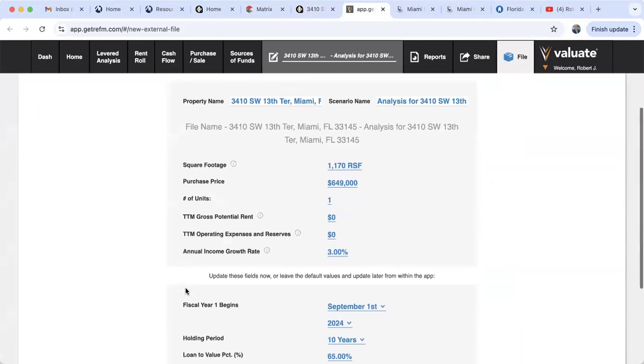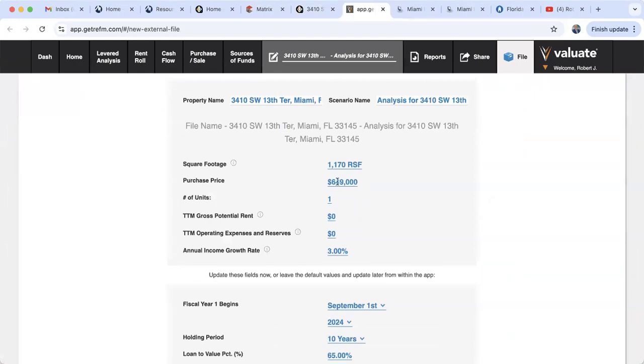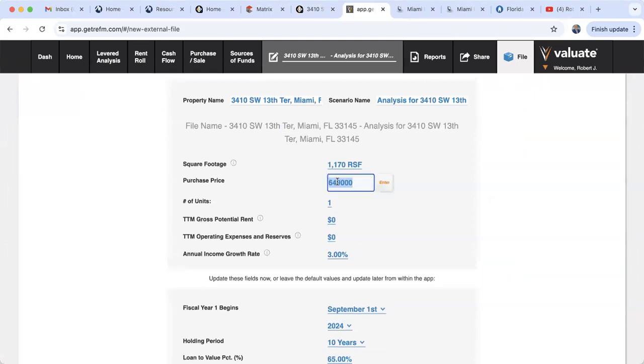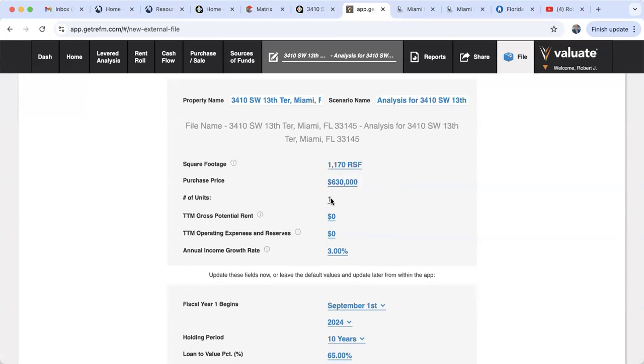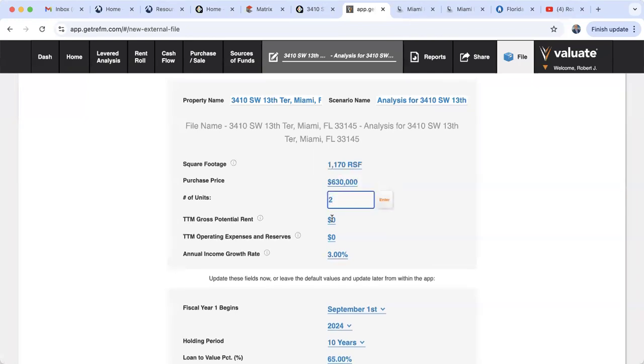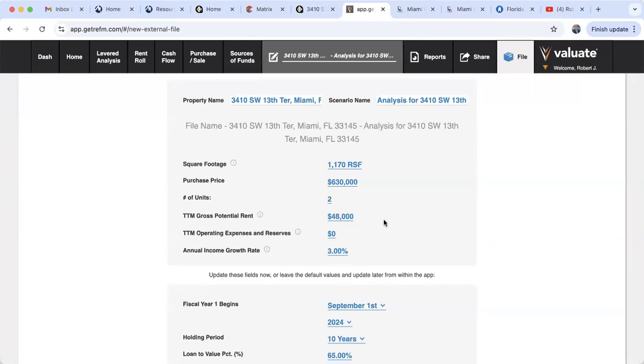So here we have a multifamily. All right, we're gonna say purchase price 630. Let's say that we offer 630 and we get it accepted. Number of units, there's 2 units here. $2,000 a month per unit, 4,000, 4 times 12 is 48. So 48,000 is our income.